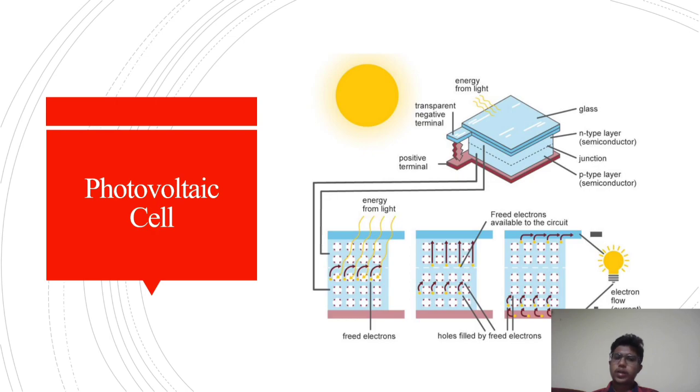In a photovoltaic cell, energy from light frees electrons, which move from the negative terminal to the positive terminal and become available to the circuit. The N-type layer is a semiconductor, and the P-type semiconductor is the other layer. When the N-type and P-type semiconductors interact with light, positive and negative charges are produced. The movement of the positive and negative charges produces electricity. It is also known as solar energy.